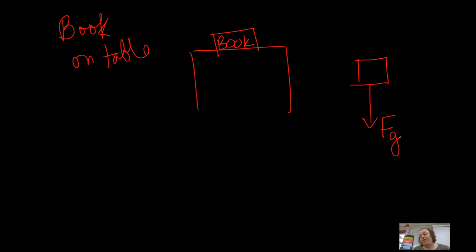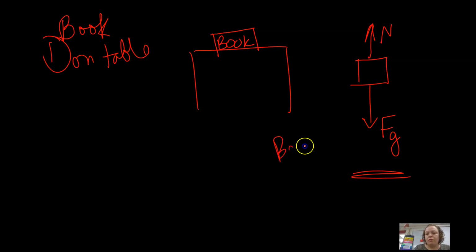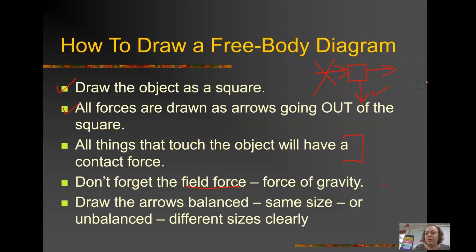But if you look at this picture right here, it doesn't look balanced yet, does it? Because if it was just that, it would be falling, which means there has to be another force balancing it. And that other force is the force from the table up. That is our normal force. So there's example 1. This is balanced. So it says velocity equals 0.